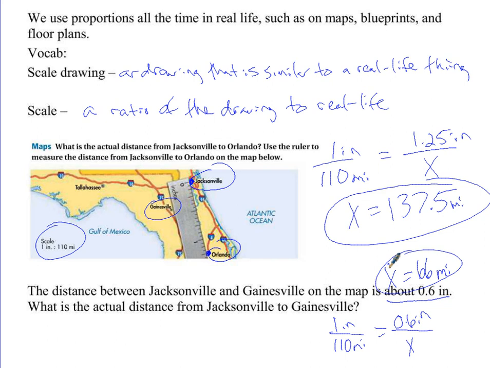And I could ask you anything on here. I could give you the measurement, or you could measure from Tallahassee to Jacksonville. You can measure from Tallahassee to Orlando. Any of those distances will be able to be solved using this proportion, using that scale that we have on the map.